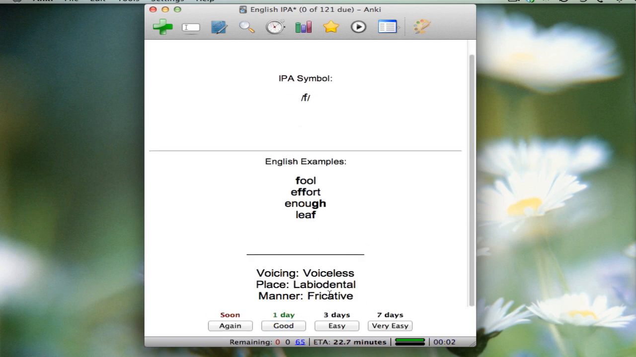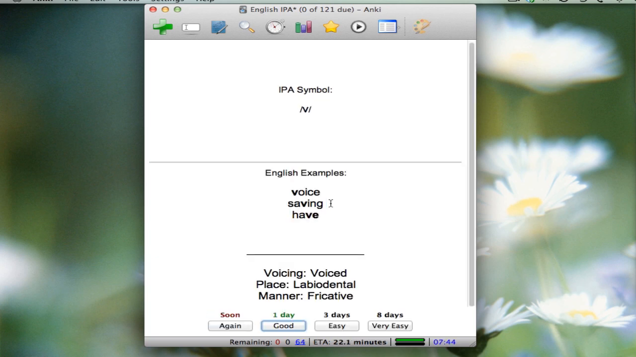F is now our first fricative in the series. This is labial dental, so this is between your lips and your teeth, and it's voiceless. You'll see that I have a few examples of different spellings in English. F is spelled sometimes with GH. V doesn't have this problem of spelling, although sometimes VE is just pronounced V, as in have.